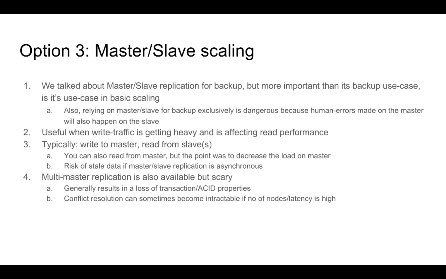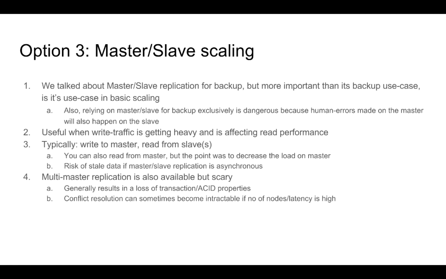The next step to scale the database is using master-slave scaling. We talked about master-slave replication for backup, but more important than its backup use case is its use in scaling. Also, using a master-slave for backup as the exclusive method for backup is actually a little dangerous, because if human errors are made on the master, then they will also propagate to the slave.